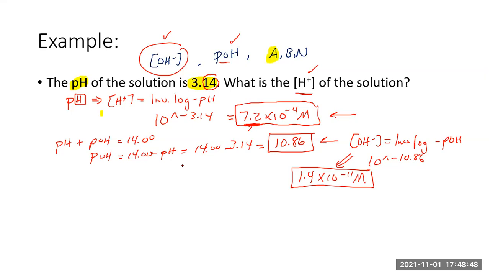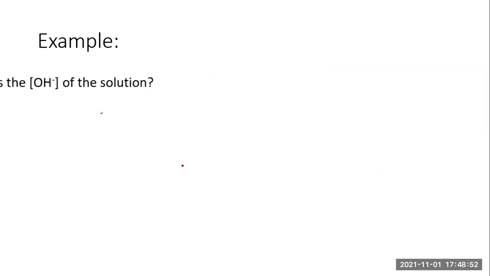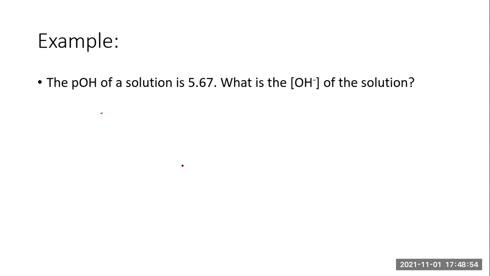All right, let's try another one then. In this case, we'll just do whatever it asked here. We have a pOH of 5.67. What is the OH minus concentration? So just solve for the OH minus concentration in this case. From the pOH, you could get your OH minus concentration, which is what it's asking for. Really it is the same calculation, the inverse log, again, of the negative pOH.